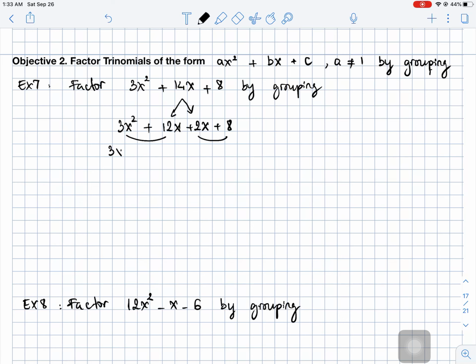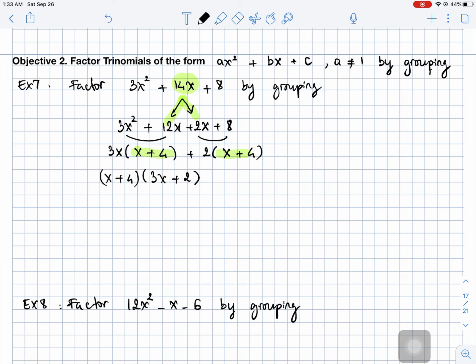We will group the first 2 terms and the last 2 terms. We factor out the GCF of each group. We factor out the 3x, so we get x plus 4, and factor out the 2, then we get x plus 4. x plus 4 is a common factor. We take out the x plus 4, and we get 3x plus 2 inside the parentheses.